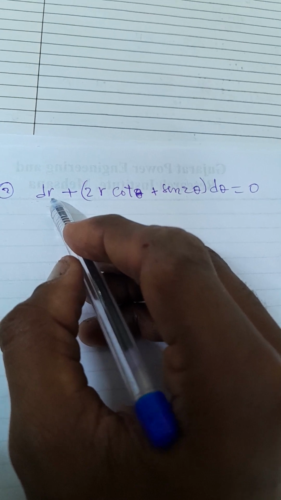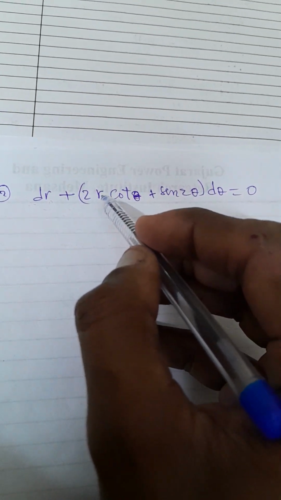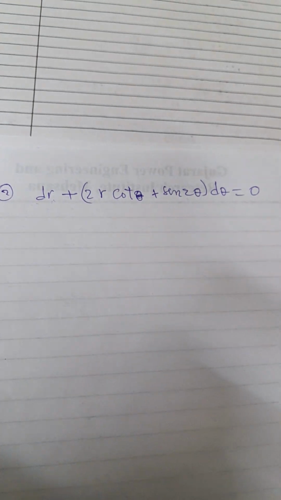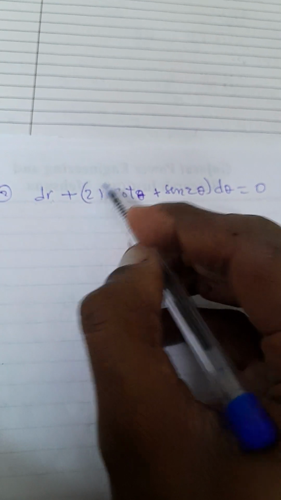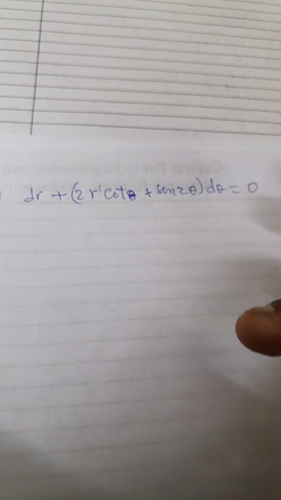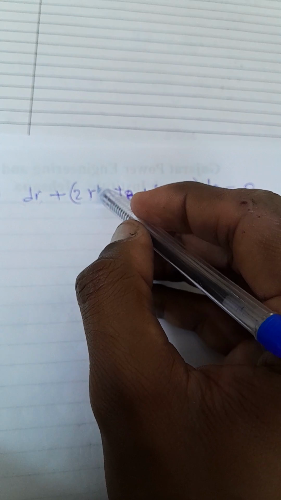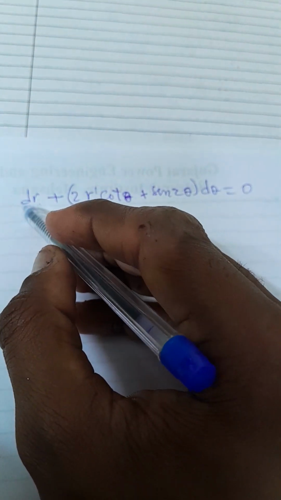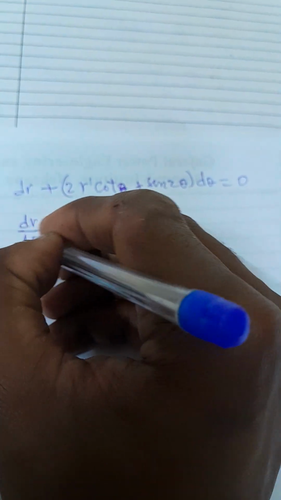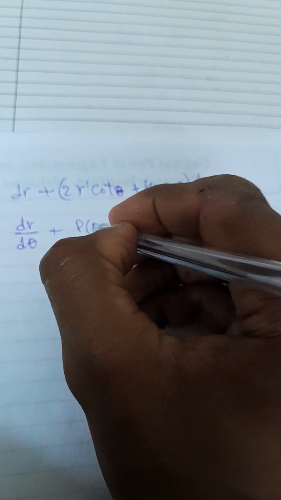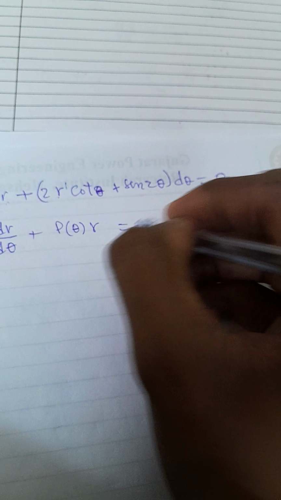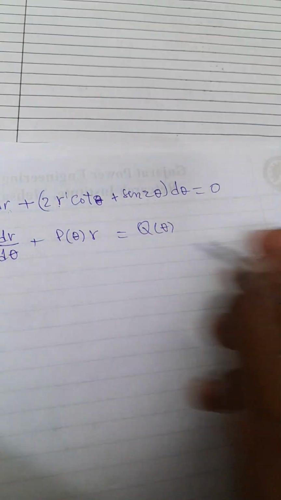See, dr, we have a linear derivative of r. So check whether r is linear here, whether r has exponent 1. See how many r are there. It's only one r, so r with exponent 1. So here r is linear and dr is linear. So you can solve it in this way: dr upon d theta plus p of theta r is equal to q of theta, depending on theta.